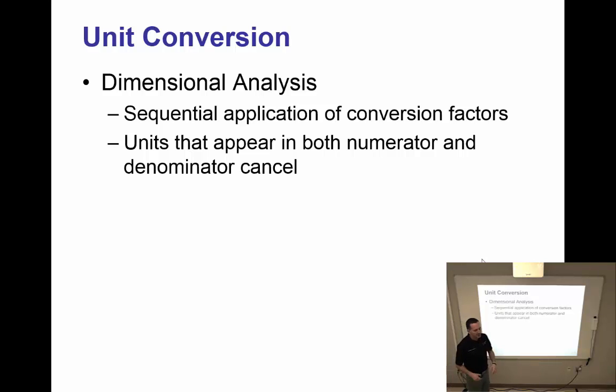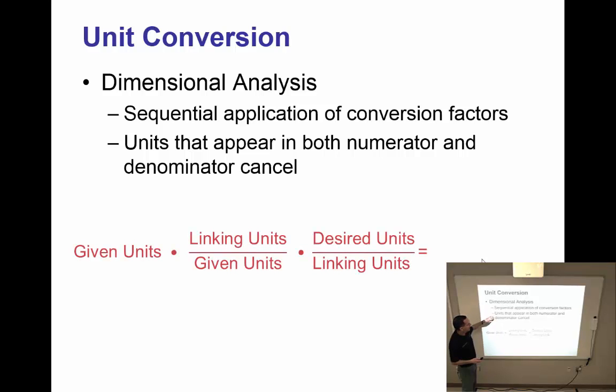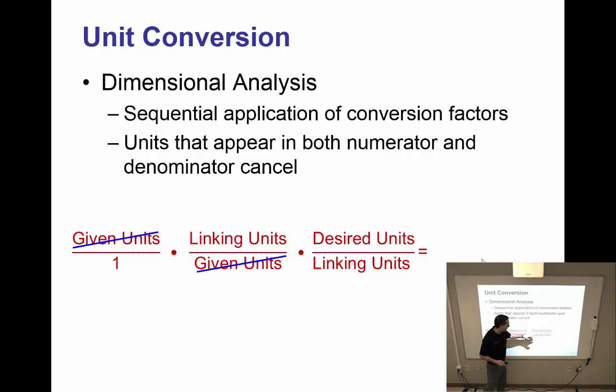All right, last thing we want to talk about then is dimensional analysis. And we did examples similar already where we have two conversion factors to do our conversion. The units appear in both the numerator and denominator in order for all the units to cancel out. So if I have, let's say, given units times linking units over given units times desired units over linking units, when I multiply through, my given units will cancel out, the linking units will cancel out, and my answer then is desired units. That's kind of the remainder for the process.